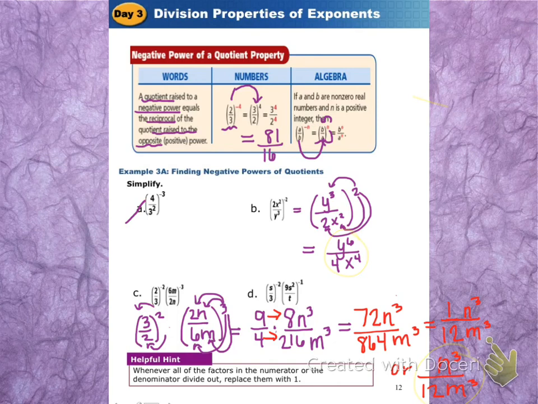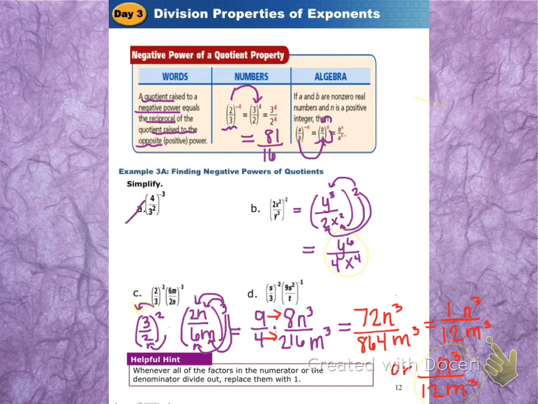My final answer turned out to be n cubed divided by 12m cubed. And so notice the steps along the way. We had to apply lots of different properties. We had to do the flipping because we have a negative exponent, taking the reciprocal. We had to apply power of a power property and power of a quotient property along the way. And so after all of those properties have been applied, we end up with 72n to the third over 864m to the third power.